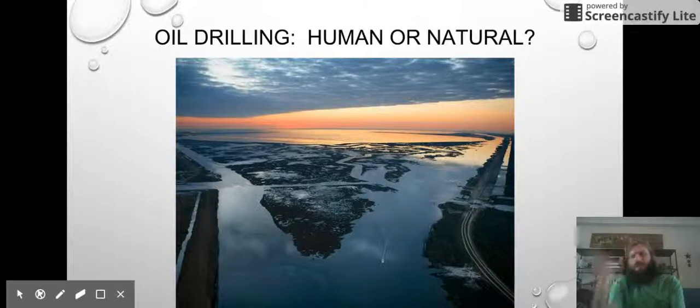What about oil drilling? Is oil drilling a human or natural cause for land changing? Oil drilling is caused by humans. Now, we see some of the ways that it impacts the land here when we see these giant canals dug out so that people can get to the oil drills. And we can see that it impacts the land in a major way.